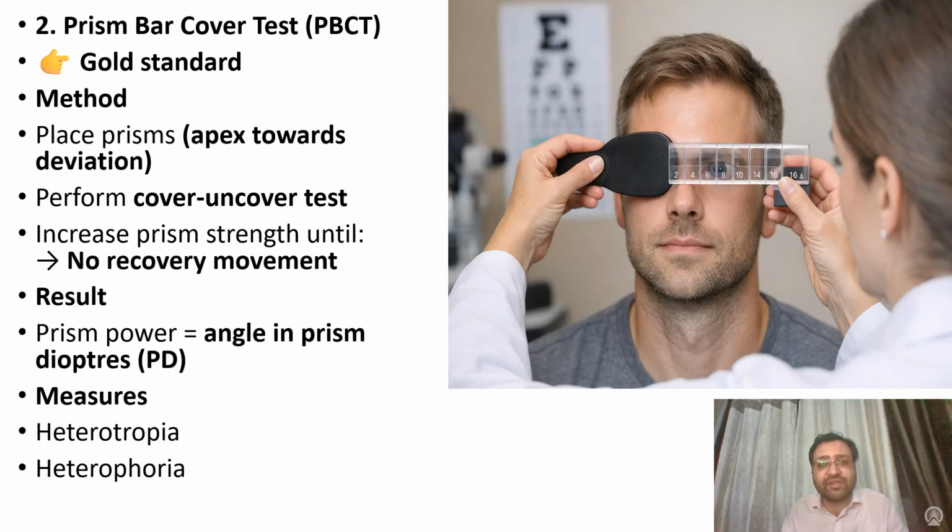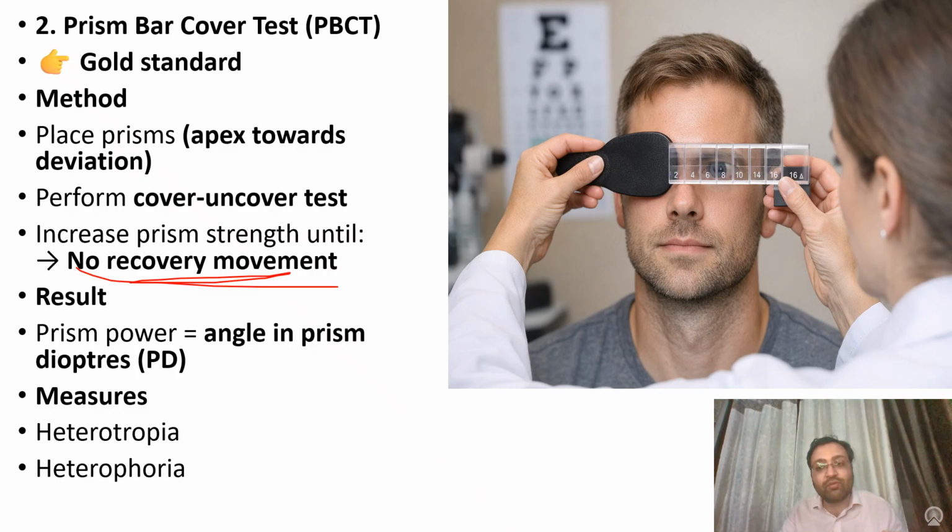Then coming on to the prism bar cover test, we have already learned in our previous classes. It is a gold standard test. Here we place the prism with apex towards the deviation, which I have already told you in our previous classes, and here we will perform the cover and uncover test. We increase the prism strength until there is no recovery movement. This is very important.